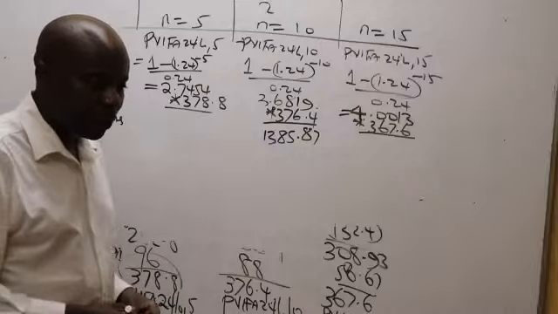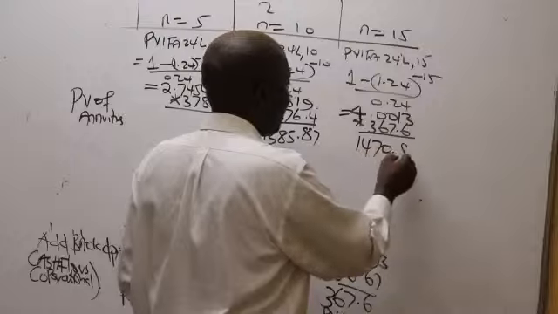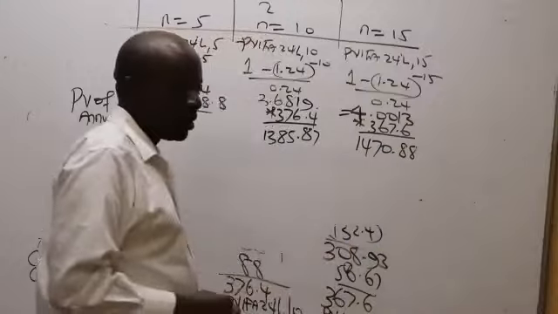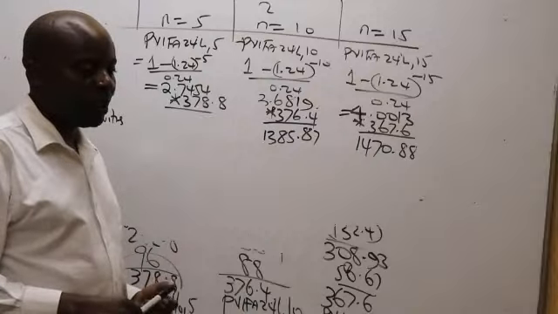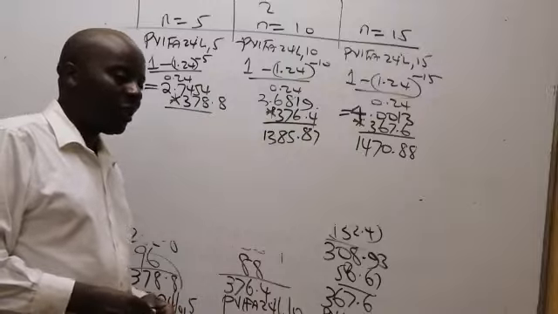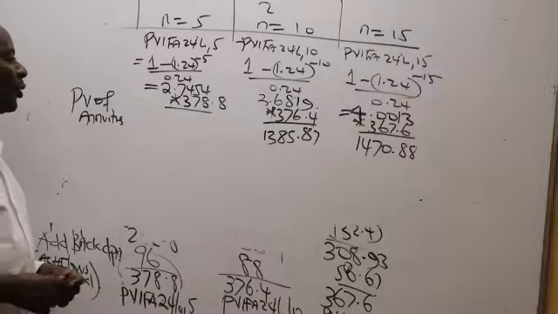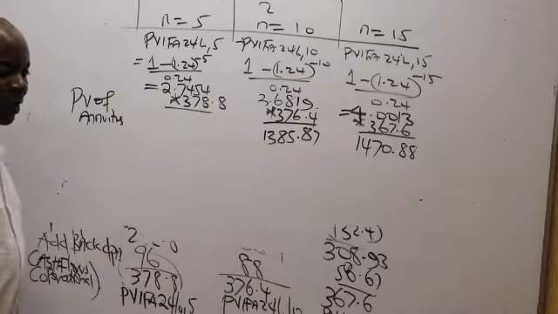Third is 1470.88. Thank you so much. Unfortunately, it's only two students who are talking to me. The students are not talking to me at all. I don't know why. Is there somebody who could be having the present value of this one here?